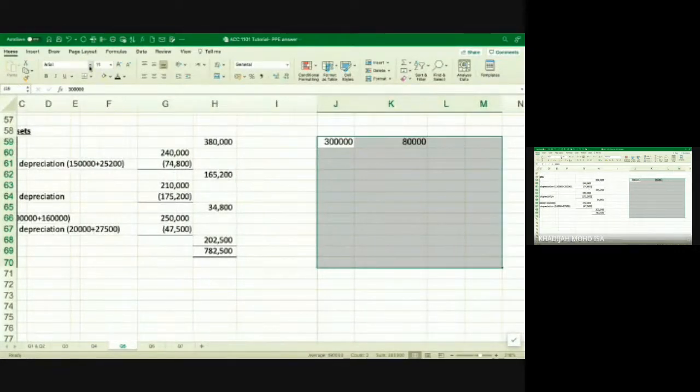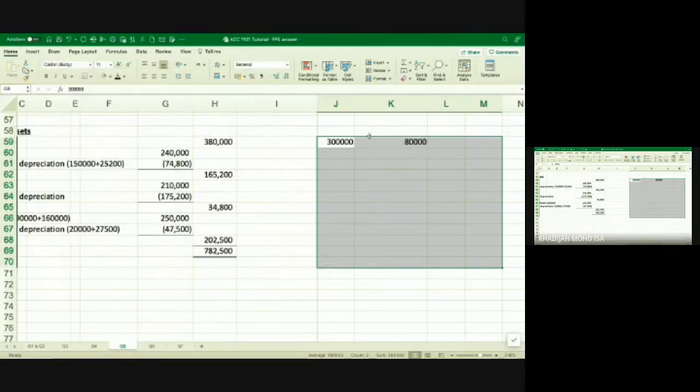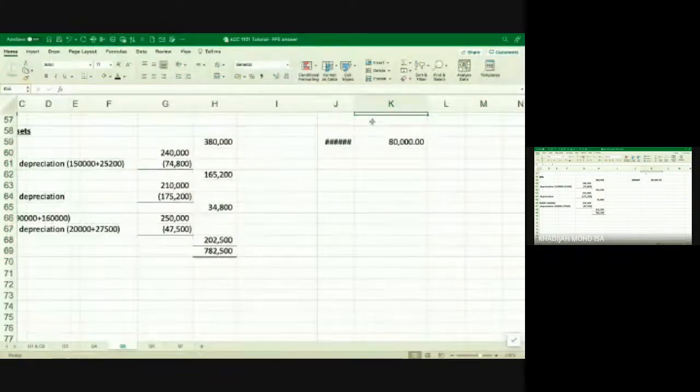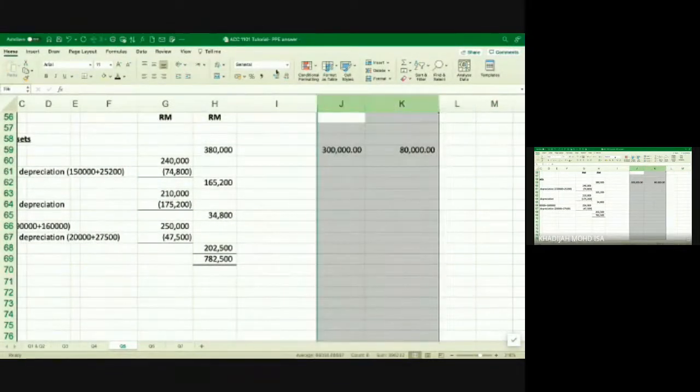Excuse me. Oh, it has hung. Okay. 30,000. You do not want that 0 at the back. Why can't this work?